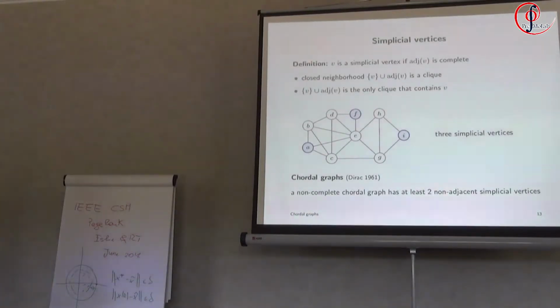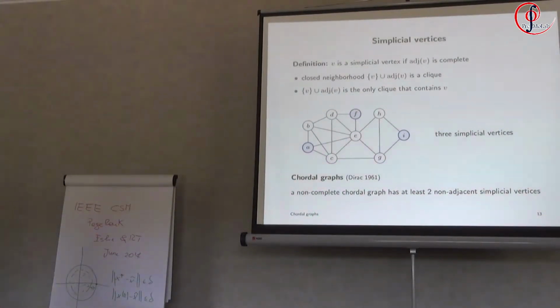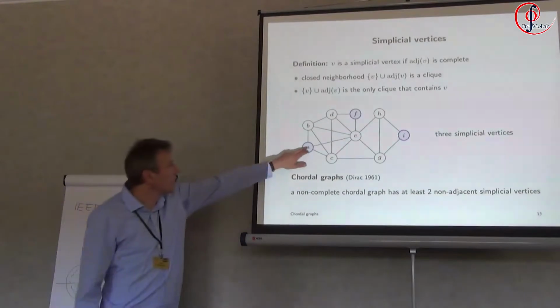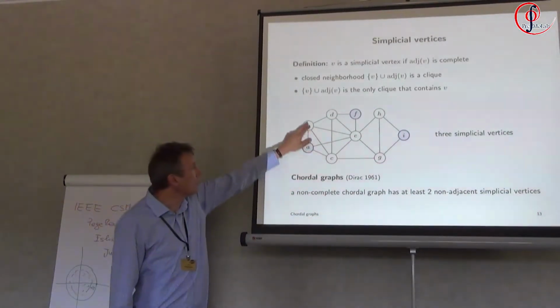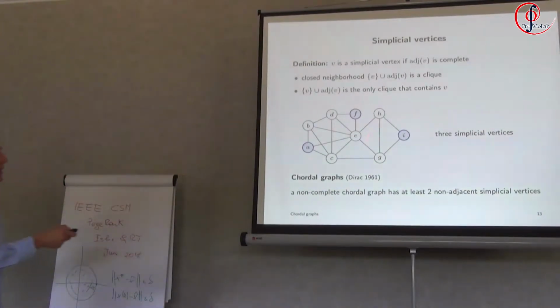So the second classical theorem is about simplicial vertices. A simplicial vertex is a vertex with the property that its neighborhood is complete. So all vertices that are adjacent to the vertex are connected to each other. So for example, A is a simplicial vertex because its neighborhood is these three vertices and they're all connected. And in this graph you have three simplicial vertices with this property.